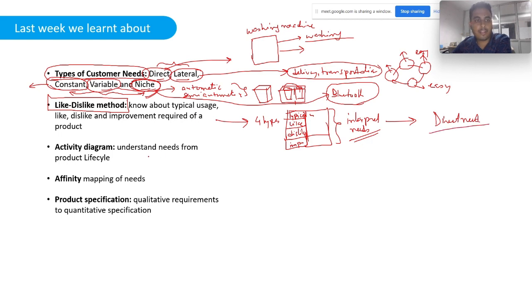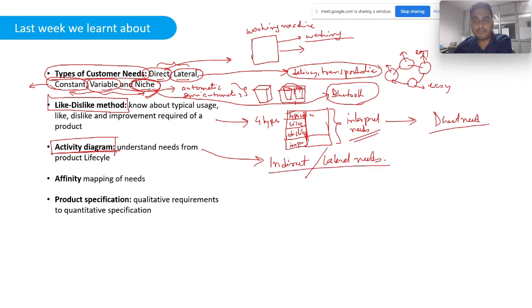Okay, and do you know what is activity diagram? Yes, in activity diagram actually... Sorry, can you elaborate? I just forgot a little about it. Okay, so activity diagram is generally useful for identifying indirect or literal needs. Okay, indirect and literal needs.